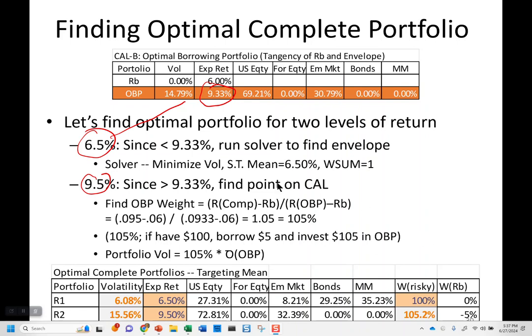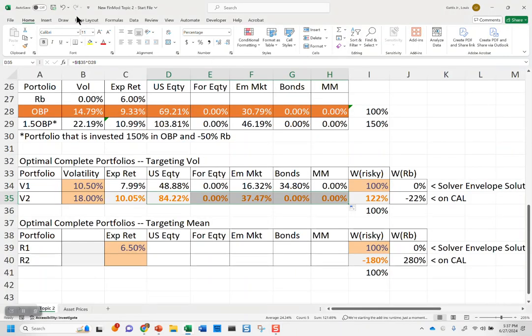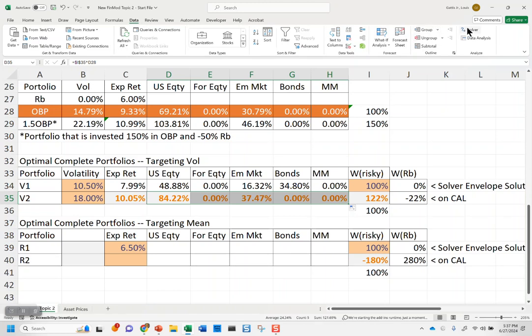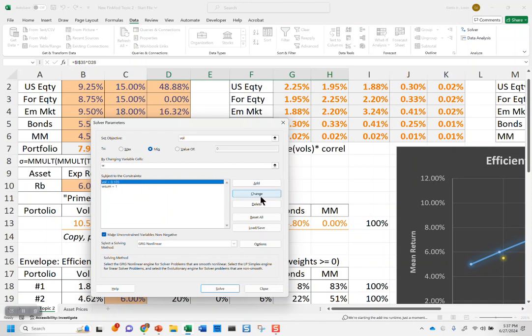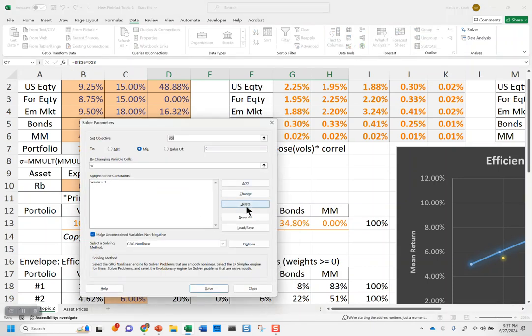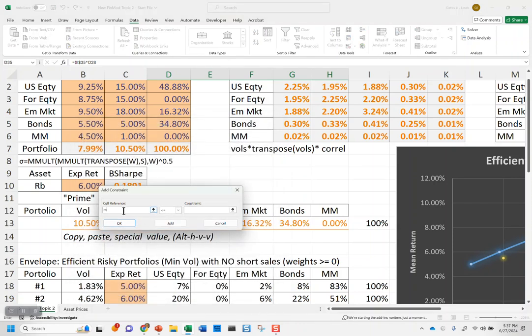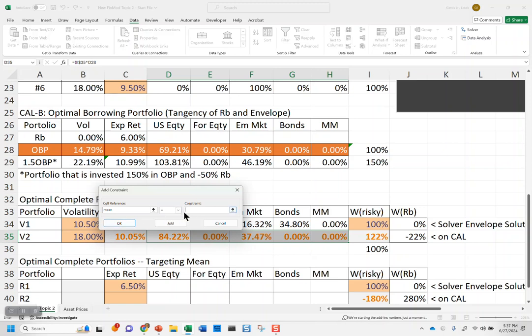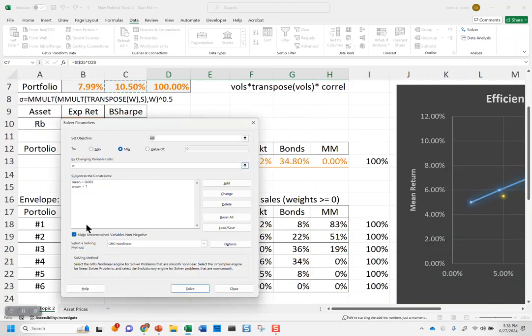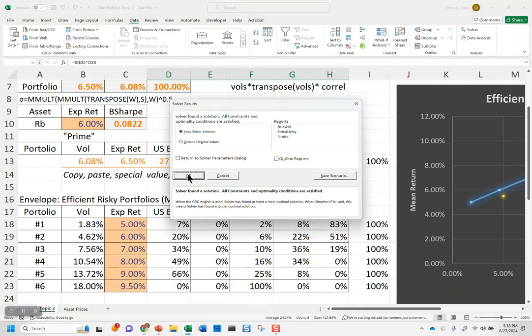So let's find our portfolios. First thing we'll do is run a solver and find the best 6.5% mean portfolio. Switching back over, data, solver. I want to minimize vol by changing W, and then I want to delete this constraint on vol and add a constraint that the mean is equal to 0.065. Okay. Solve. Solver found a solution.